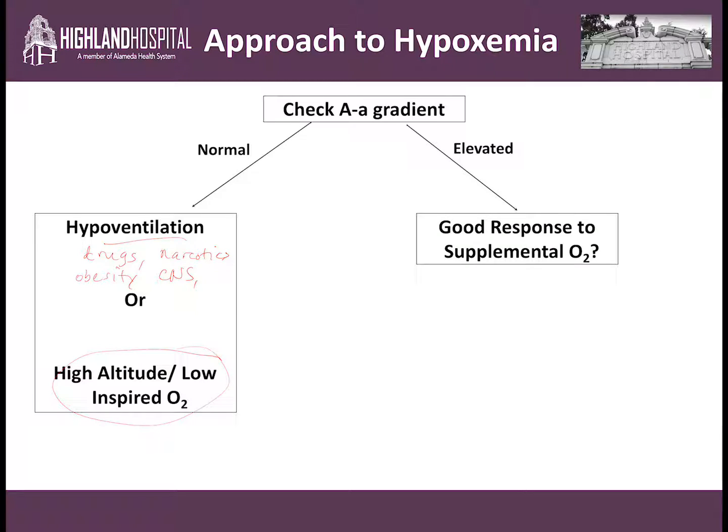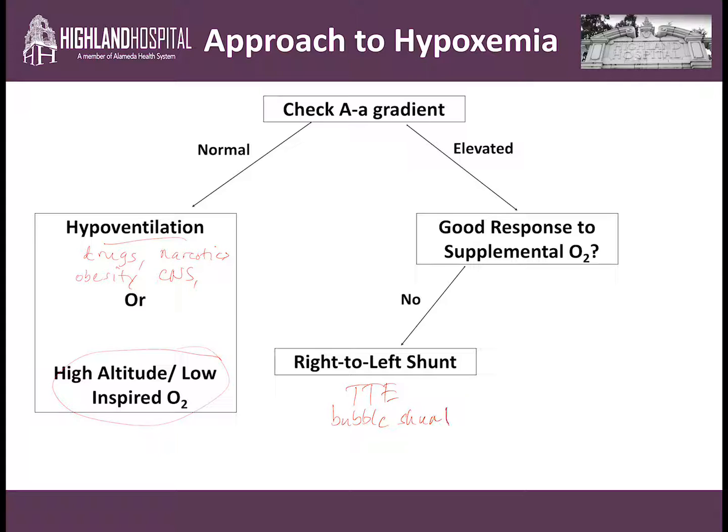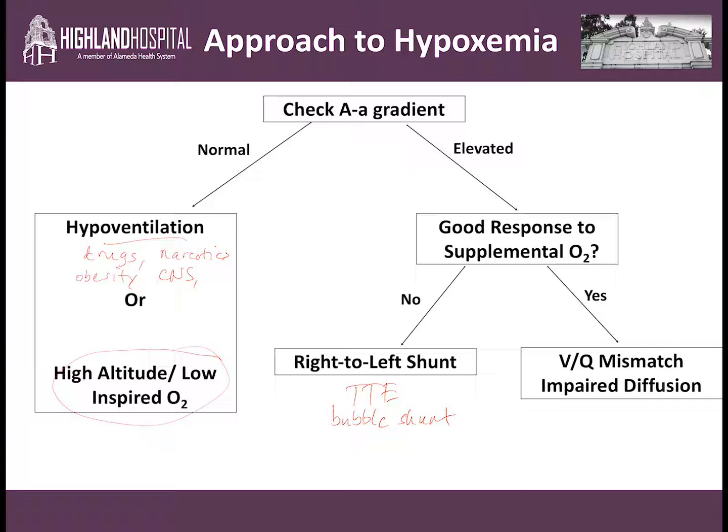The first thing I ask is, is there a good response to supplemental oxygen? If there is not, then I'm going to think about my right to left shunt. In this case, I have to explore other etiologies of my hypoxemia. Maybe I need to get a TTE and a bubble study and see if I can elucidate where the shunt is happening and how important physiologically it is. If I do get a good response, then I'm thinking a VQ mismatch, which is the most common cause of hypoxemia that I'm going to see. This is what you're going to see in your pneumonias, your PEs, but all of these etiologies are kind of mixed in picture, so I'm not going to put them into one particular category.